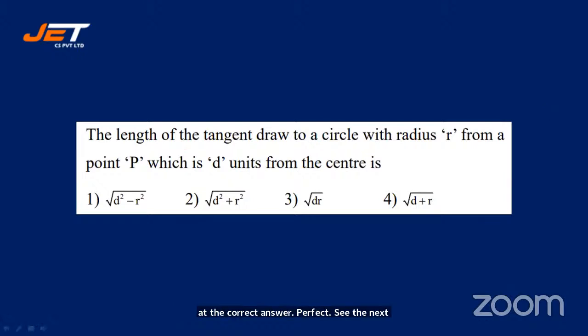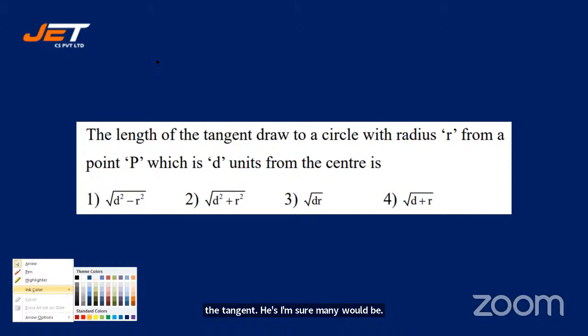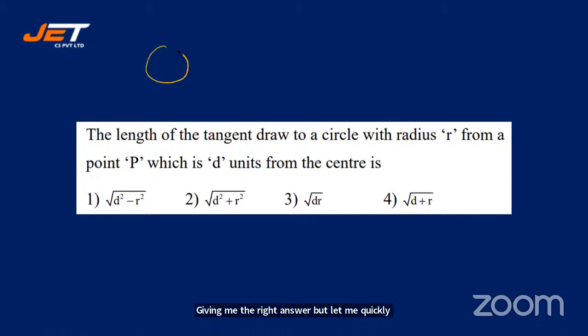The length of the tangent drawn to a circle with radius r from a point P, which is d units from the center, is dash. So what is it you need to find out? The length of the tangent. Yes, I'm sure many would be giving me the right answer, but let me quickly draw and give you the explanation. So this is the center. This we will take as the radius, that is OA.